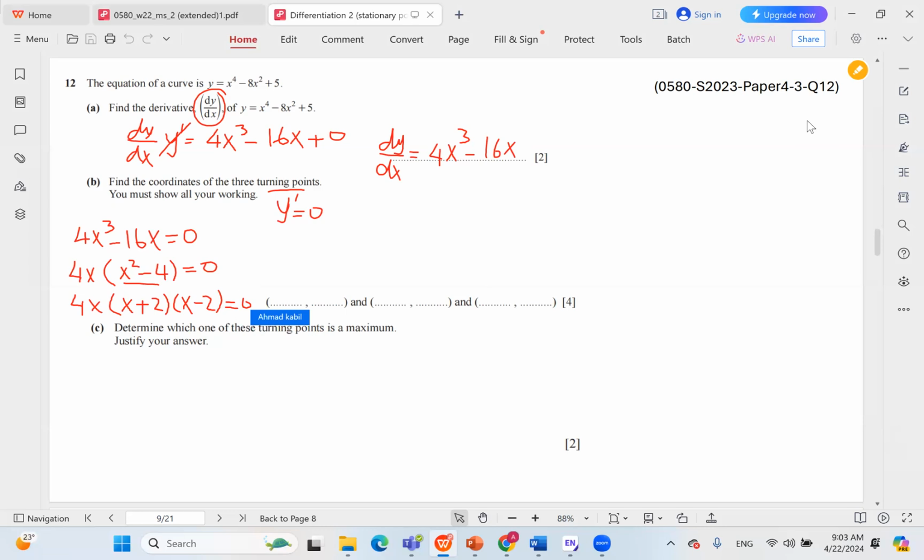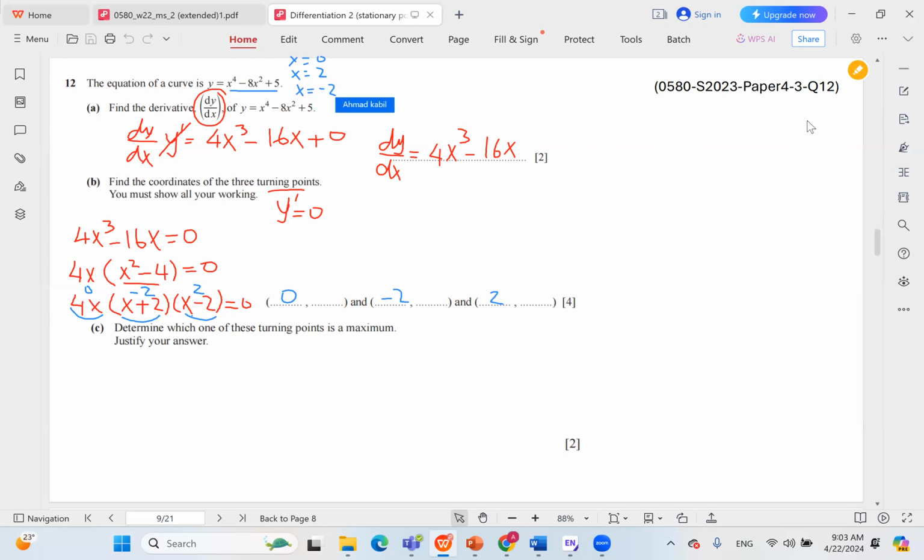Now we have 3 terms multiplied by each other, giving us 0. So either this is 0, which means x is 0, or this is 0, which tells us that x is negative 2, or this here is 0, which tells us that x is 2. So the x coordinates of the 3 points are 0, negative 2, and positive 2. To get the y coordinates, we must go back to the original expression, and we must plug x as 0, and then as 2, and then as negative 2.